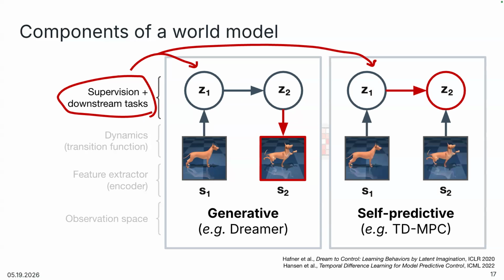And then the other class of algorithms are these self-predictive models like TD-MPC, which is what I've been working on. They don't have this decoder. Instead, they only predict in the latent space. And the way that we enforce the dynamics is to take the ground truth observation, encode that into the latent space, and then compare in that space.